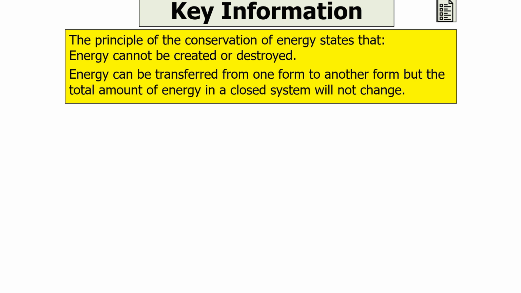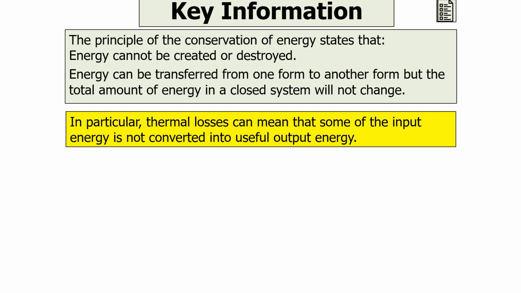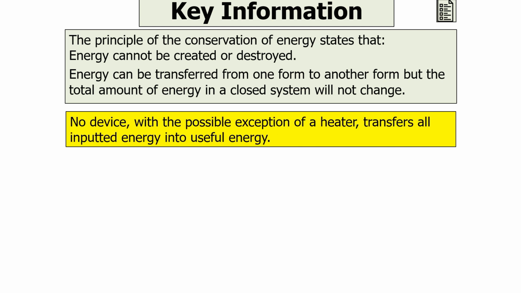Now the principle of conservation of energy states that energy cannot be created or destroyed, but energy can be transferred from one form to another, and the total amount of energy in a closed system will not change. However, this doesn't mean that processes and machines convert all their energy into useful work. In particular, thermal losses can mean that some of the input energy is not converted into useful output energy. No device, with the possible exception of a heater, transfers all inputted energy into useful energy.